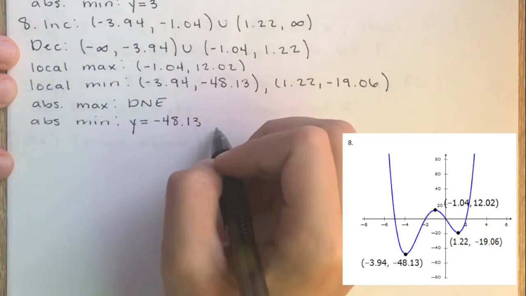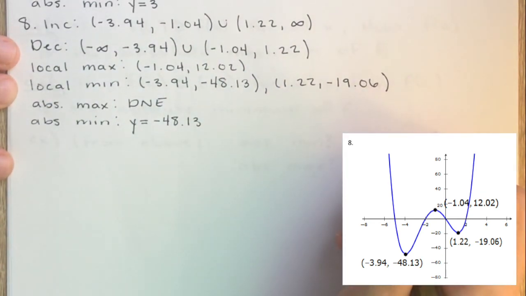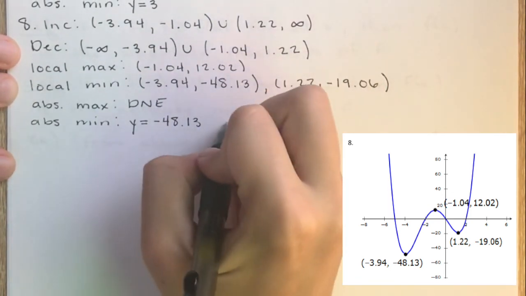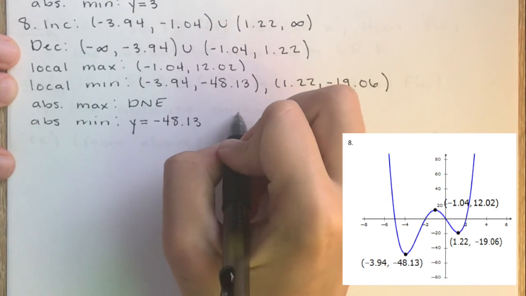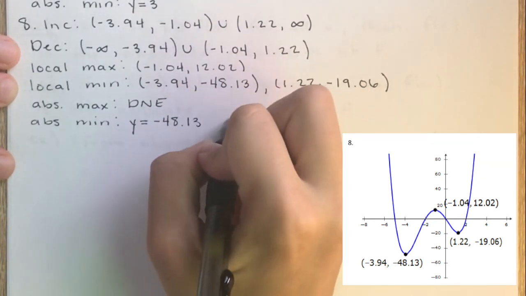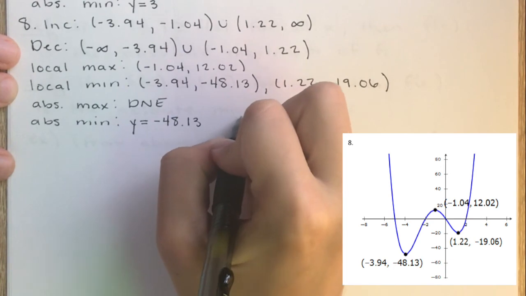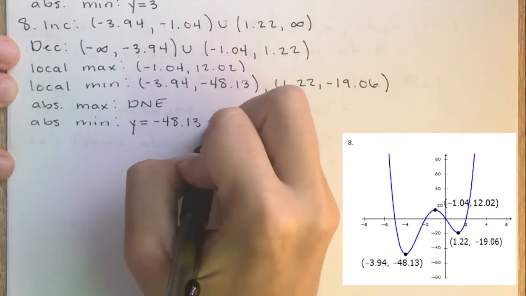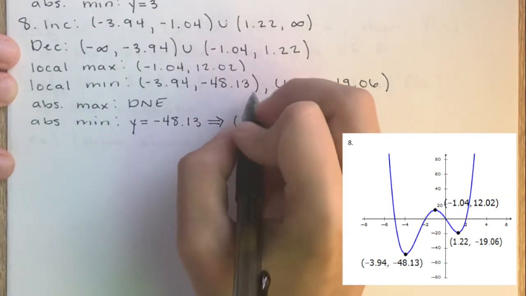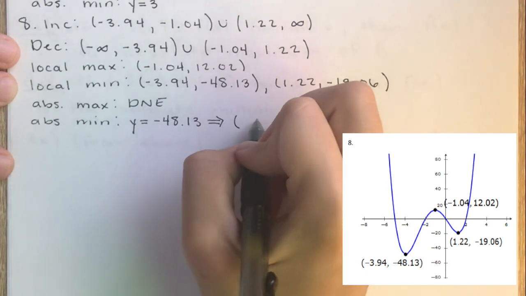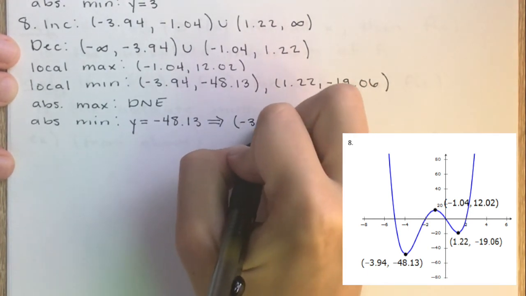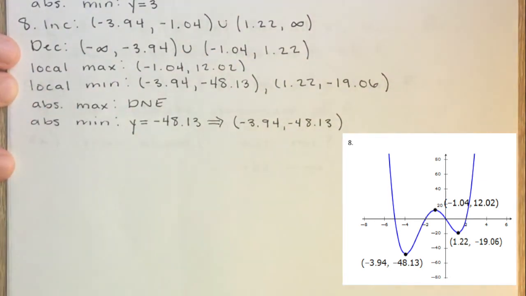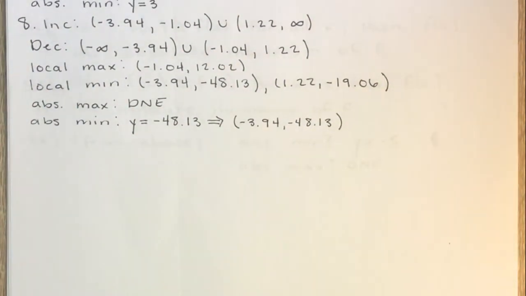Awesome. Sometimes, you'll be asked to identify an absolute max or min with an ordered pair, right? With a point. So if you are asked for that, in this case, the y value is negative 48.13. The point would be negative 3.94, negative 48.13.